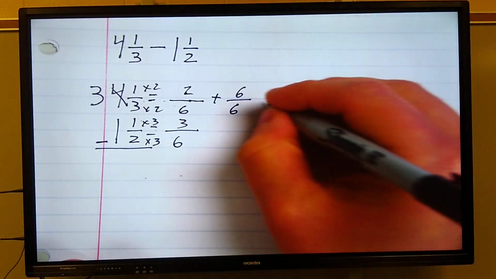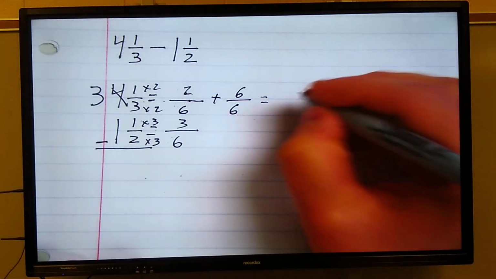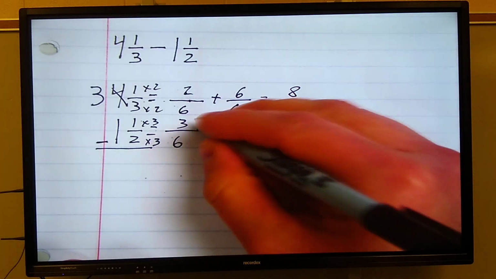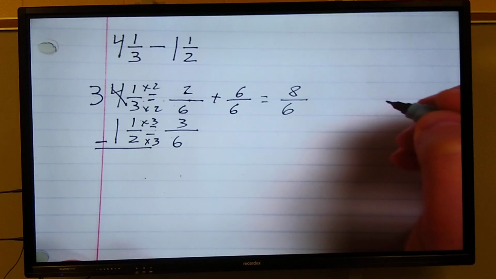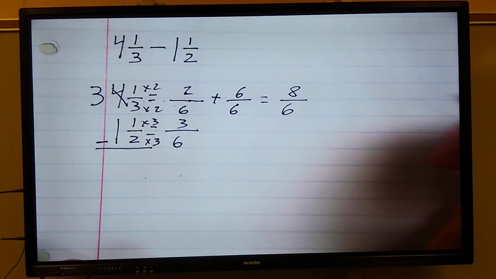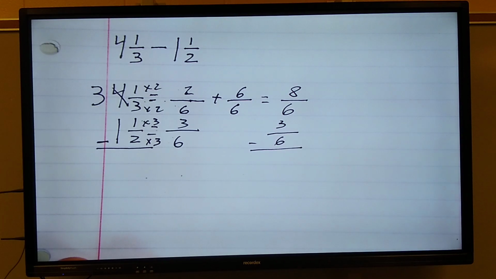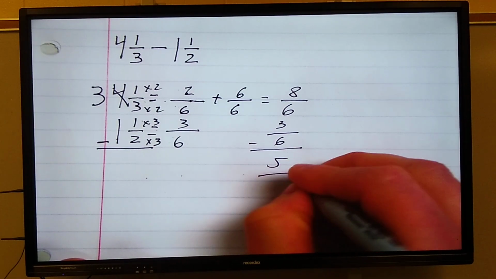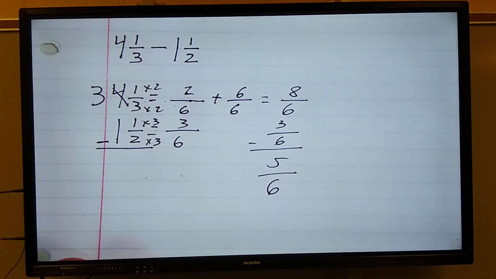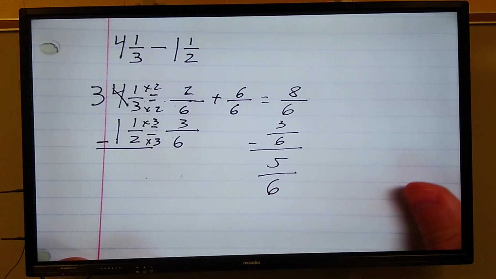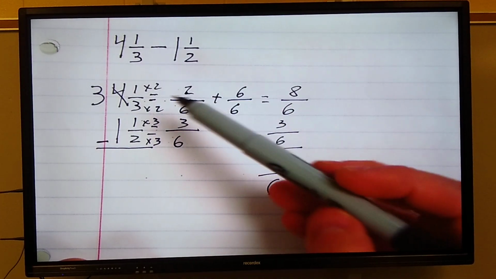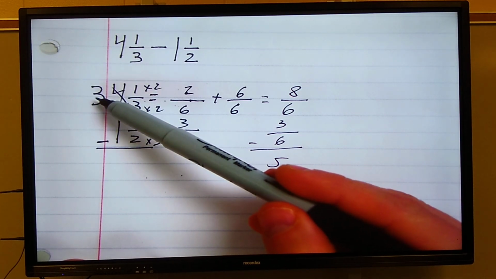2 plus 6 is 8. And then 6 is my denominator. Then I bring over the 3 and the 6, and now I can subtract. 8 minus 3 is 5. My denominator stays the same. Is that an improper fraction? No. Is that in simplest form? Yes. So now I must subtract my whole numbers.